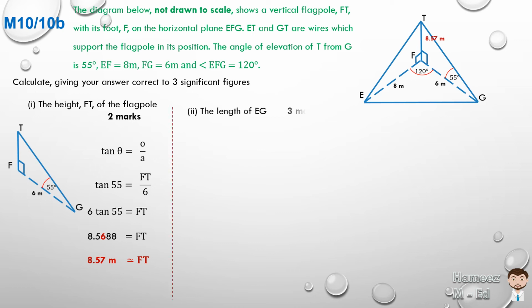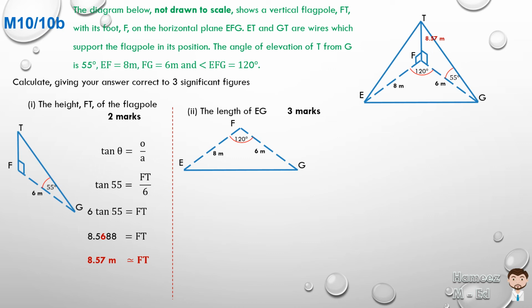Part 2. Calculate the length of EG. And if we look at EG, and that triangle that is connected with, that's the base triangle EFG. So let's extract that. And what do we know? We know the left-hand side, EF, is 8 meters, the one on the right side is 6 meters, and the angle is 120 degrees.